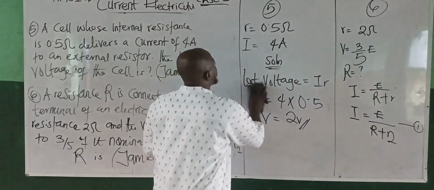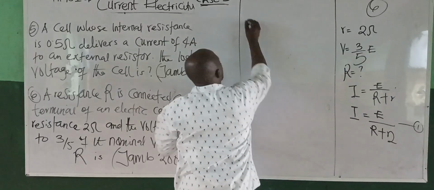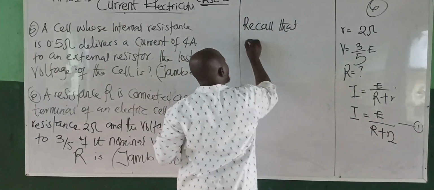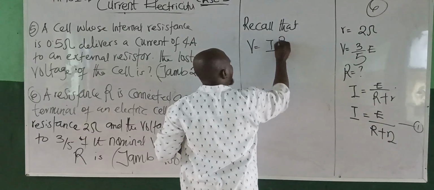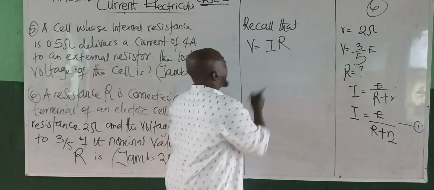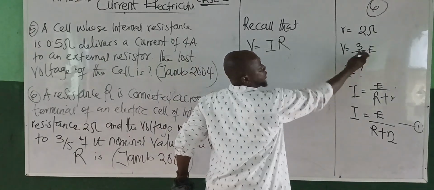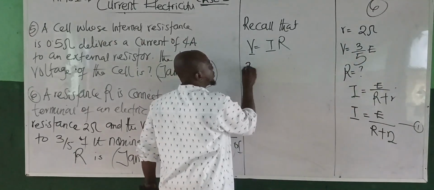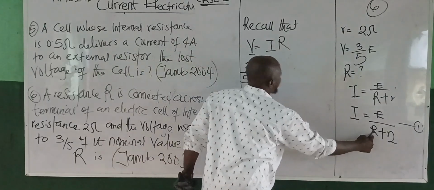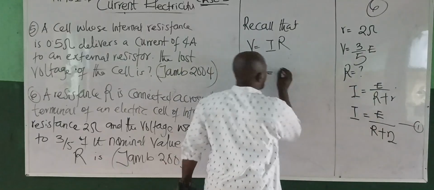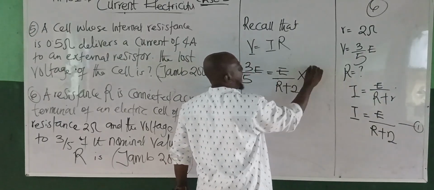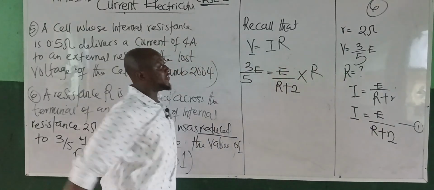Now, what's the next thing I would do? I can say recall that V becomes IR. Remember, we are looking for this big R here, and we already have I and we already have V. So I'll put 3 over 5 E here, equals to E all over R plus 2, then times this R. Remember, I did not touch this R. This is what we are looking for.